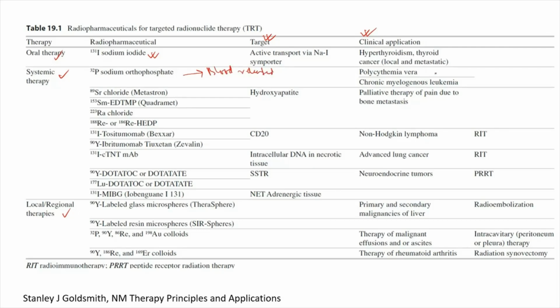Example being polycythemia vera and chronic myelogenous leukemia. And this sodium chloride, Metastron, and this group of pharmaceuticals are being used in palliative therapy of pain due to bone metastasis. And the target for this radiopharmaceutical is the hydroxyapatite crystal of the bone.